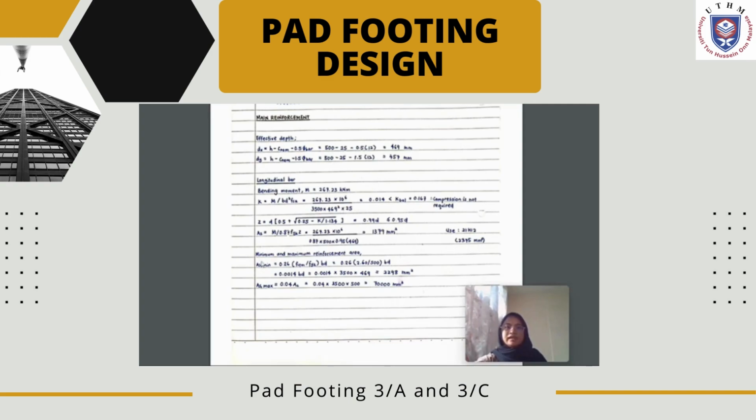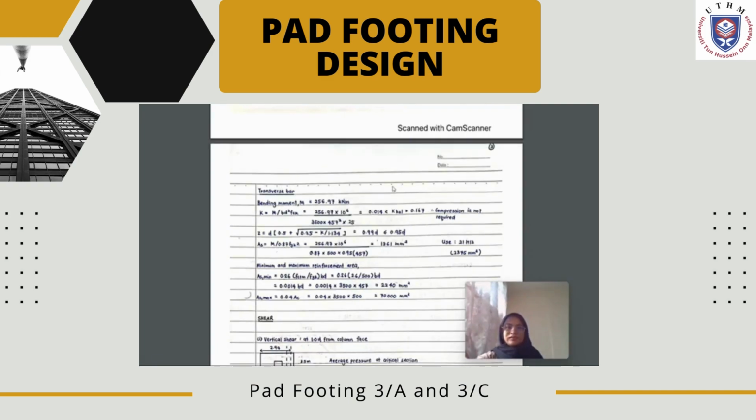And then we need to find the minimum and the maximum reinforced area. So we will find the AS min, we got 2298 millimeters square, and for the AS max using this formula, and then we will get 70,000 millimeters square. And next we will continue, we calculate the transverse bar.